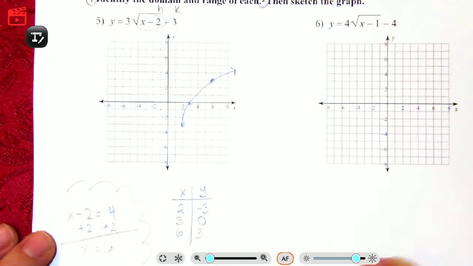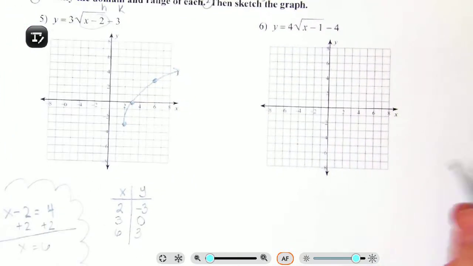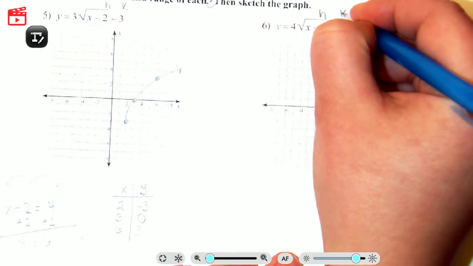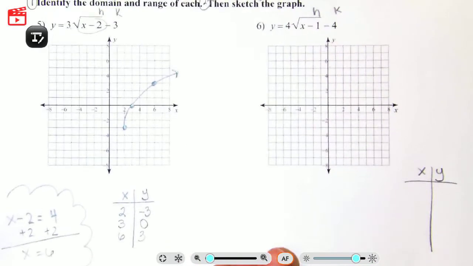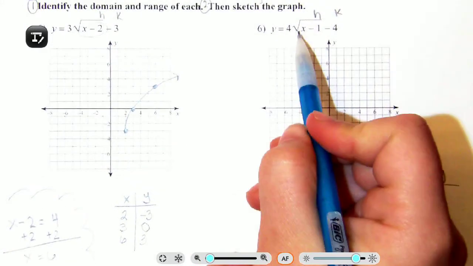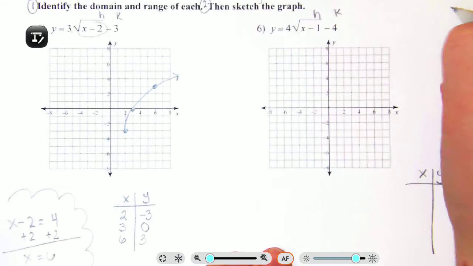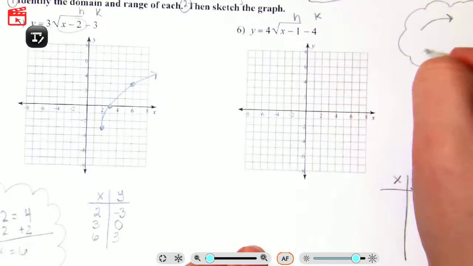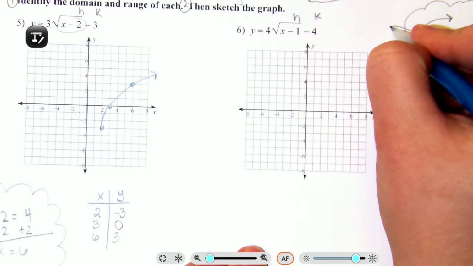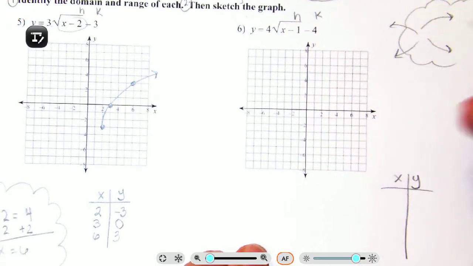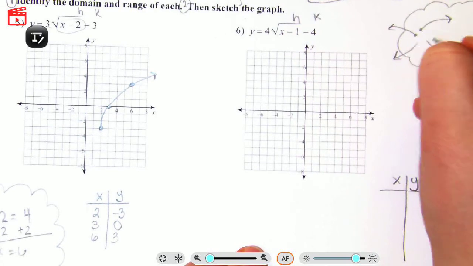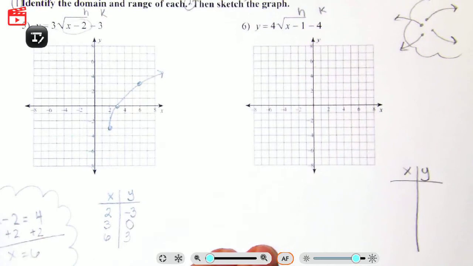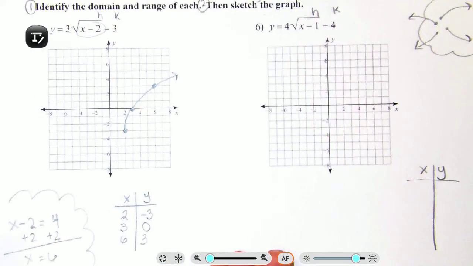Okay, we're going to do exactly the same thing on number 6. We're going to set up a table. Start with your h and k. Understand how it's going to look before you begin. So we know this is a square root. So your options are, maybe it's going to look like that. Maybe it's going to look like that. It might look like this. It might look like that. So those are all your options. But with a square root, you know that there's going to be an endpoint and there's going to be a restriction of the domain. Which reminds me, we did not actually state the domain and range in here.